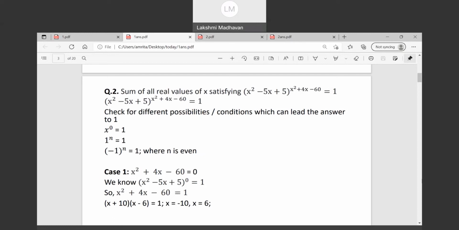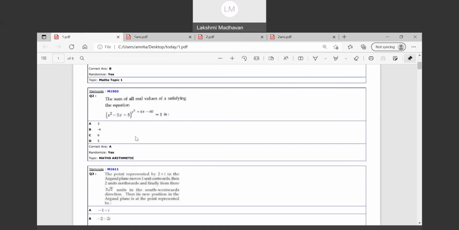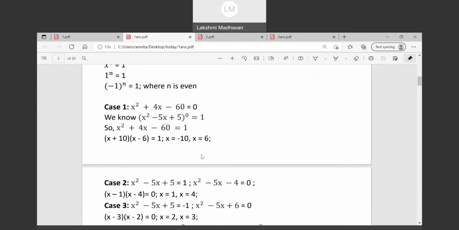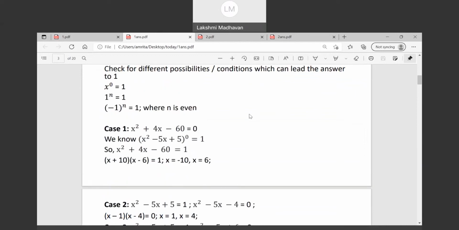Now we'll discuss each of these options in detail and find the different values of x. Then we have to add these values, because the question is asking for the sum of all real values of x satisfying this particular equation. So now moving on, we have different parts, right? For the first case, we have this power as 0, so obviously the answer will be 1. So here, instead of 0, we have x square plus 4x minus 60 equal to 0.